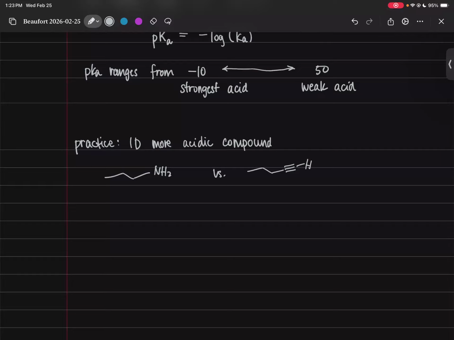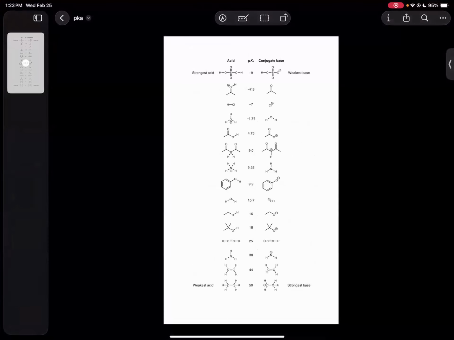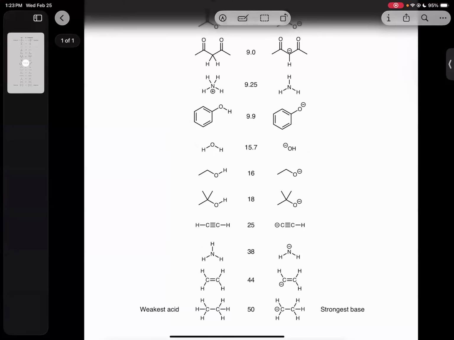Okay, so this one, the amine with an NH2, what is that most similar to on our pKa table? That would be ammonia.